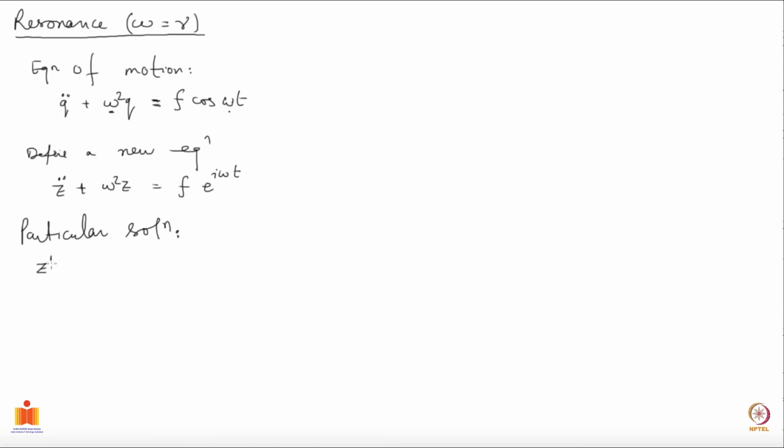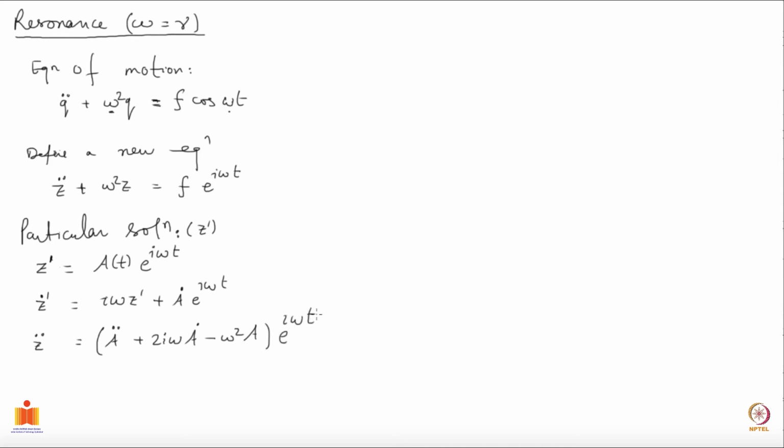Let's try a solution of this form. I denote the particular solution by z prime, which is some function of t, a(t), times e to the i omega t. Let me try this out. You can check that z prime dot is i omega z prime plus a dot e to the i omega t. And if you take a second derivative, you are going to get a double dot plus 2i omega a dot minus omega square a, times e to the i omega t. You should check this. I hope I'm not making any mistakes.